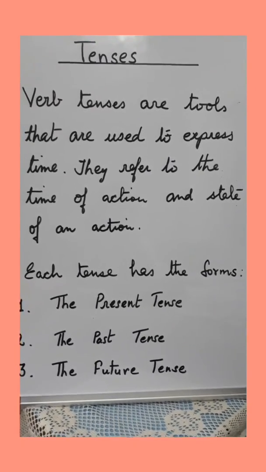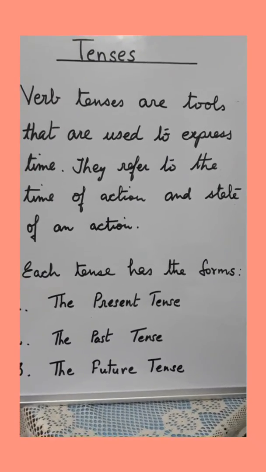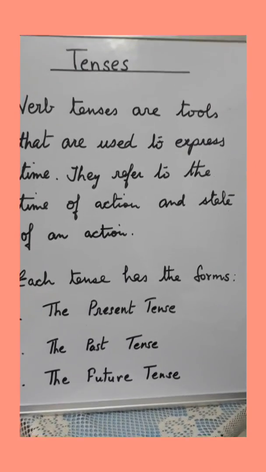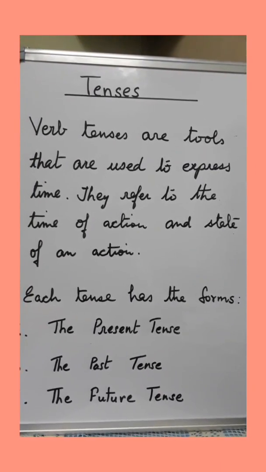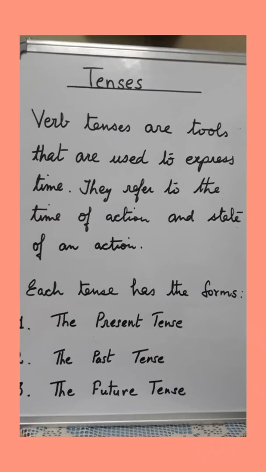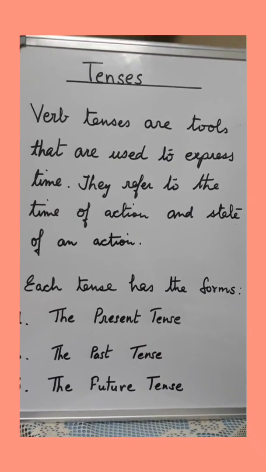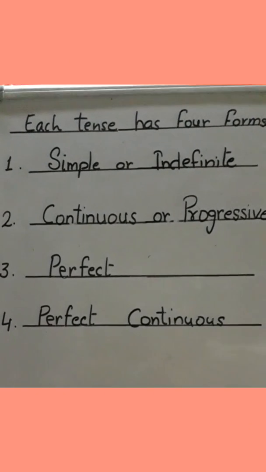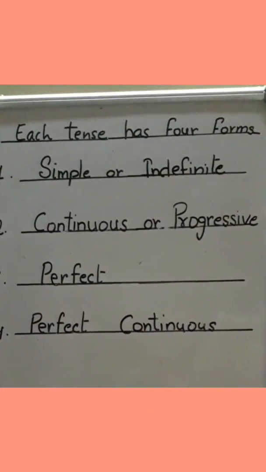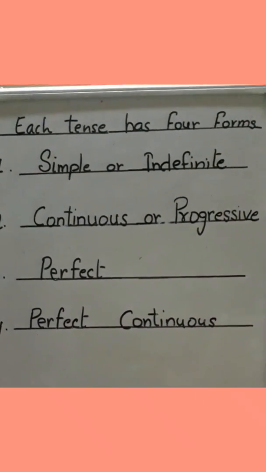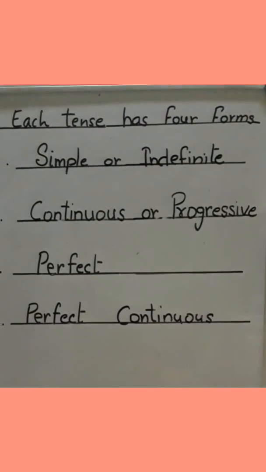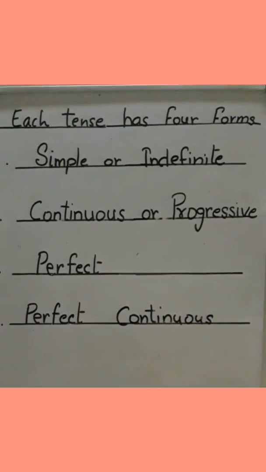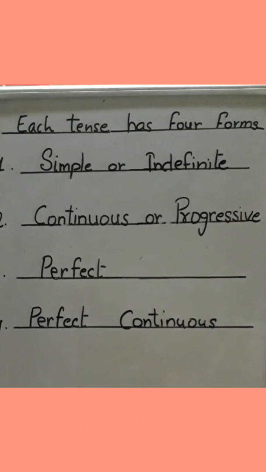Corresponding to the three divisions of time, there are three tenses. The present tense referring to present time, the past tense referring to the past time, and the future tense referring to the future time. Each tense has four forms. First is simple or indefinite. It merely states an action or event. It does not say anything about the completeness of the action.